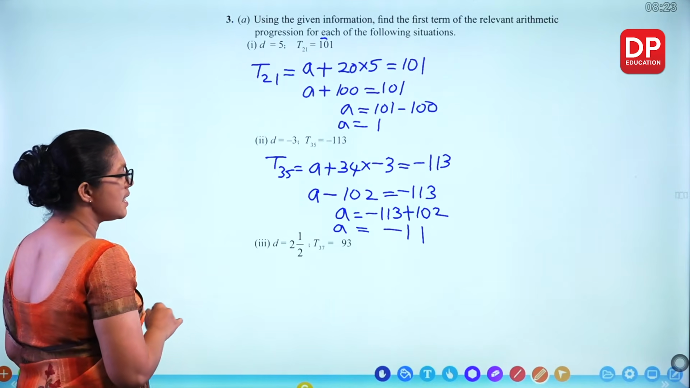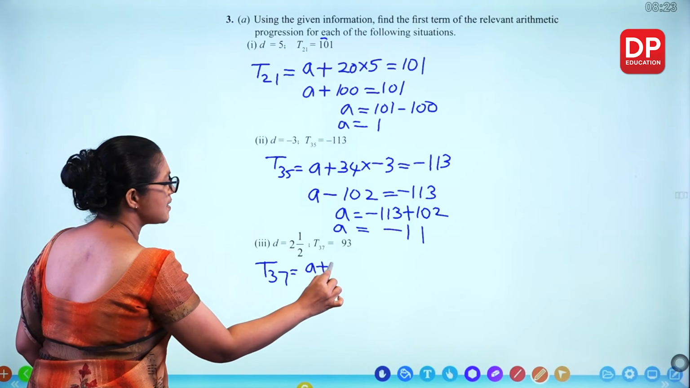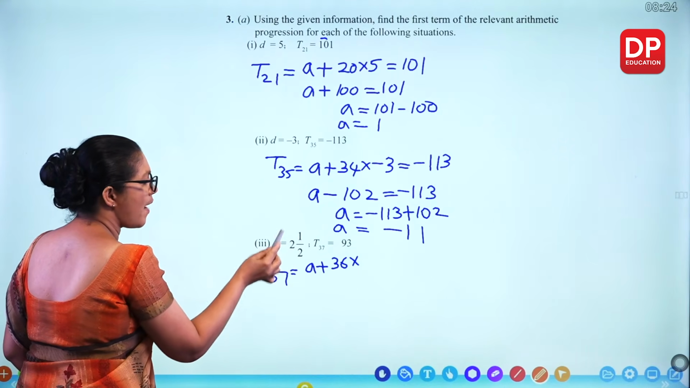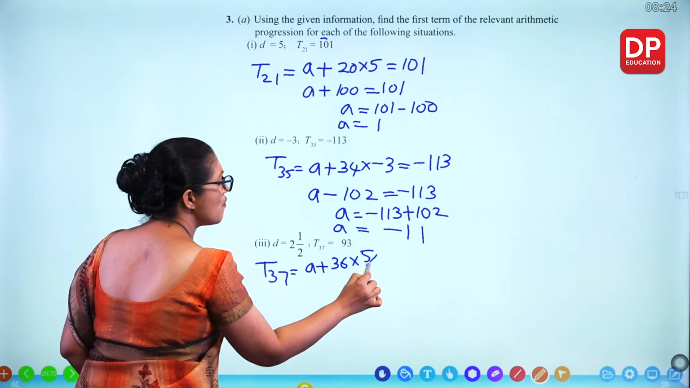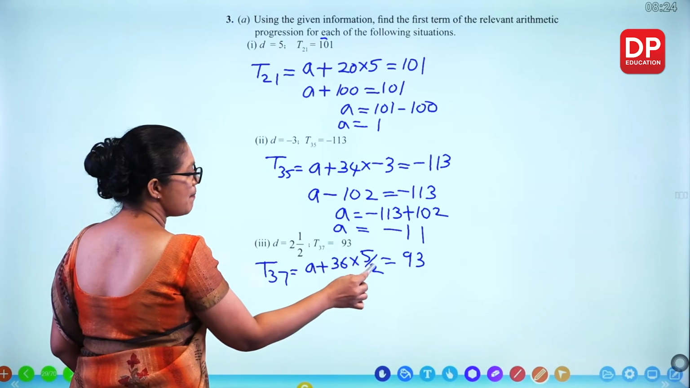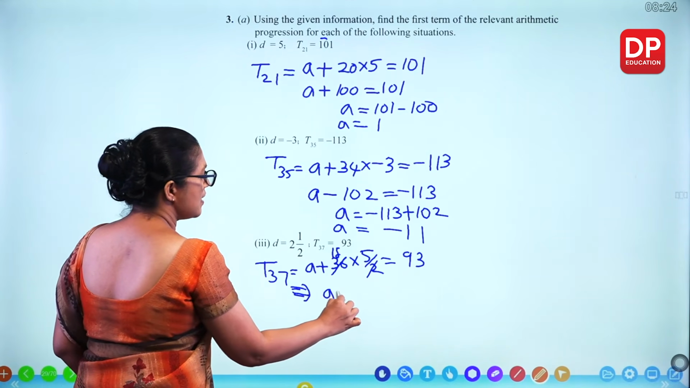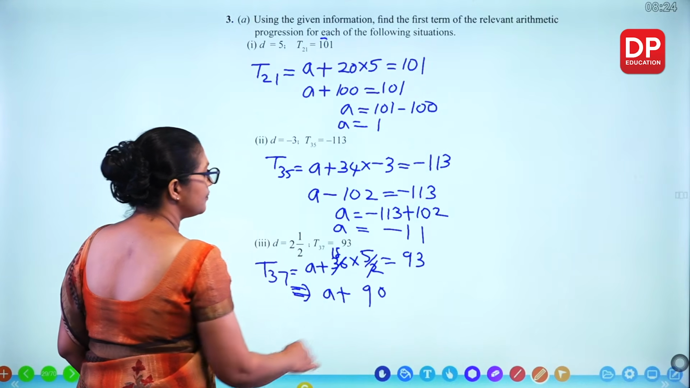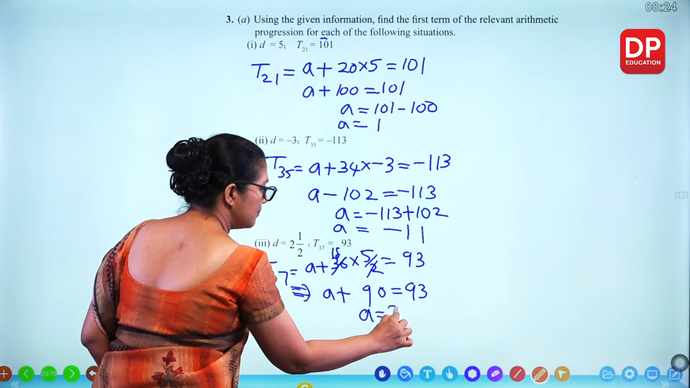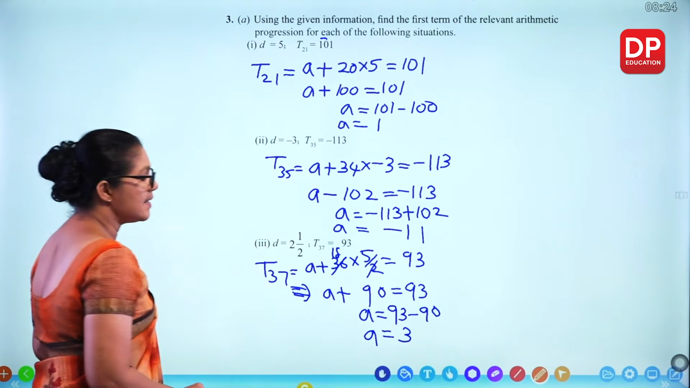This one, T37. So T37 is first term plus 36 into D. D I'll write in improper fractions. 2.5 I can write 5 over 2. That's equal to 93. Here I can simplify. 2 times 18. 18 times 5, 90. 90 equals 93. So what is A? 93 minus 90. You get A is 3.